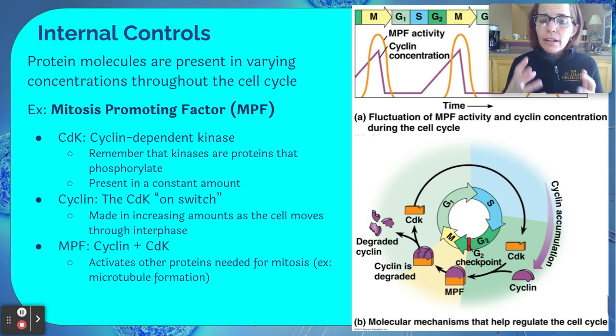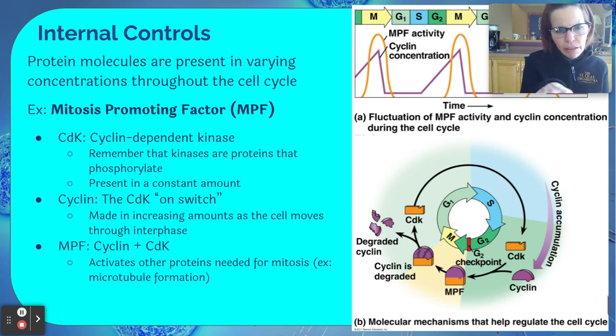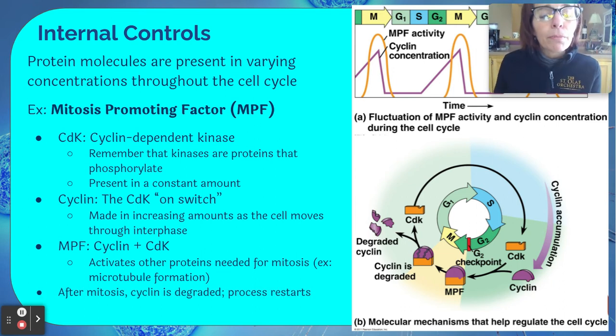And once we have MPF in large enough concentrations, that triggers mitosis. So if we don't have MPF, we're not in mitosis. If we have a good concentration of MPF, the cell goes into mitosis. So that's an example of internal controls. So it says down at the bottom, it activates other proteins needed for mitosis, like microtubule formation.